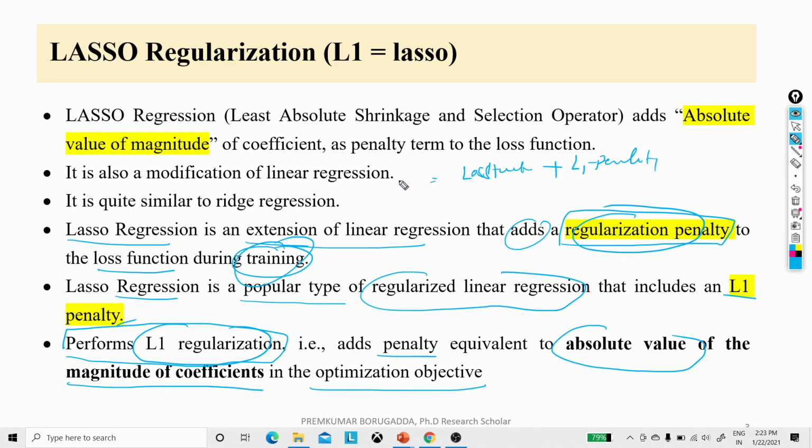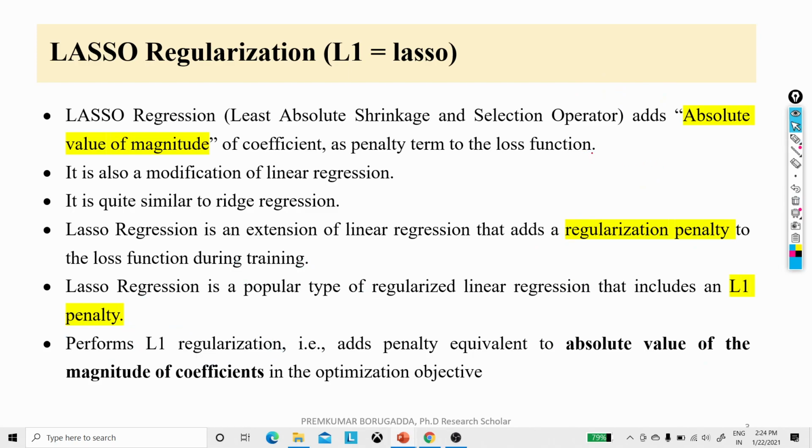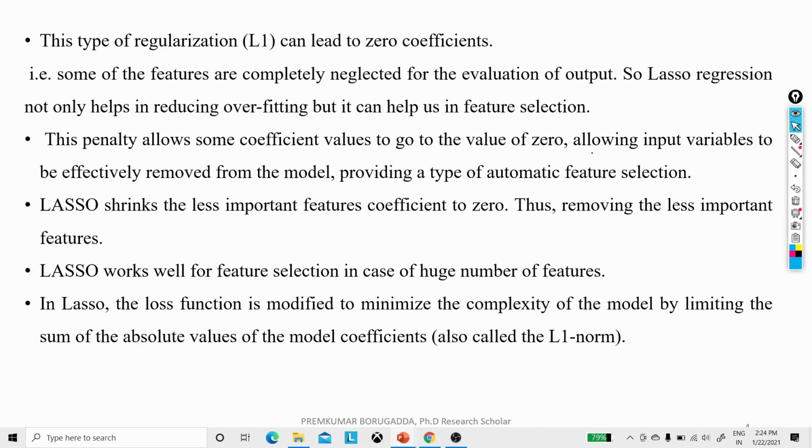So in the optimization objective, you add the L1 penalty. L1 penalty means lambda is multiplied with the absolute value of the magnitude of the coefficients. This type of regularization, L1, leads to zero coefficients. So what does that mean? Some of the features are completely neglected for evaluating the output.